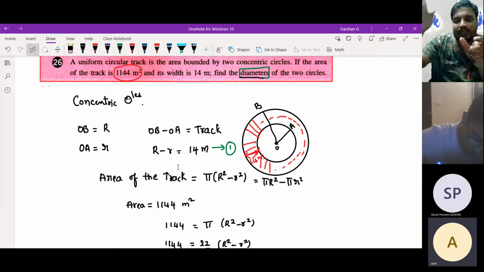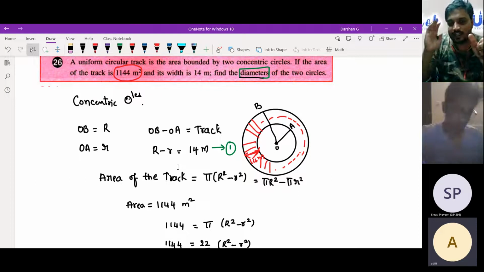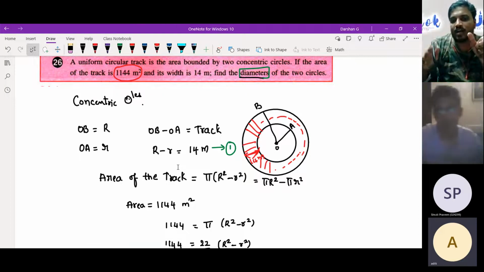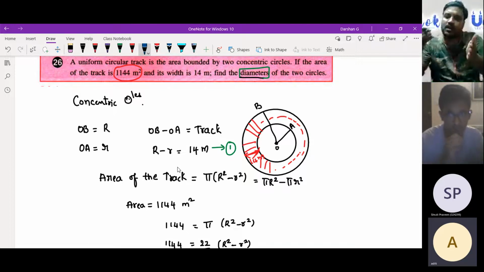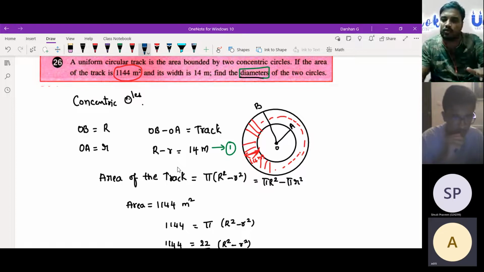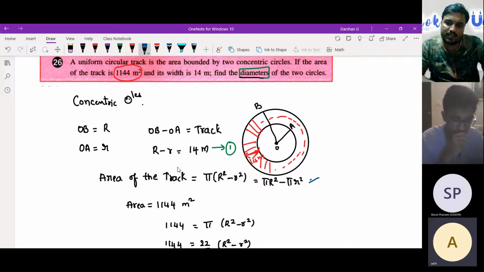So R minus r equals 14 meters. I've already explained how. Area of the track equals pi into (R square minus r square). It's very simple: it's the bigger area minus the smaller area. If you don't want to write it in R square minus r square, it's okay, no problem. You can write one more step where you write this particular thing.